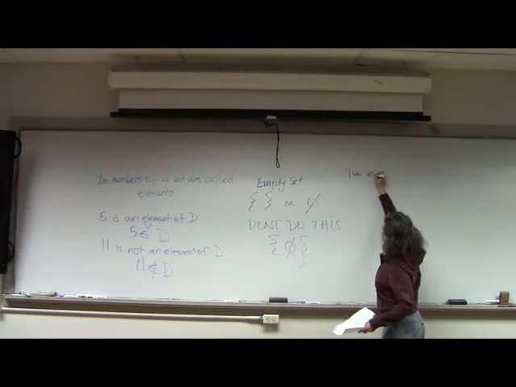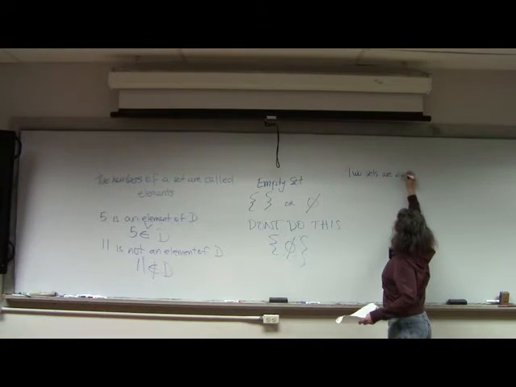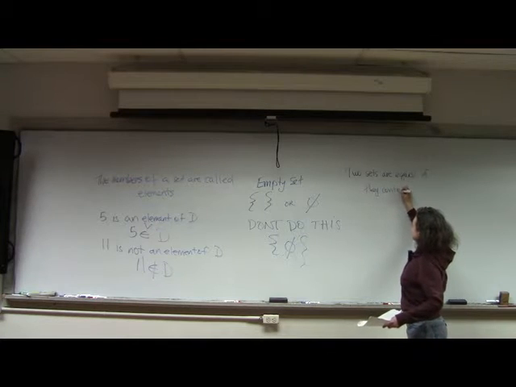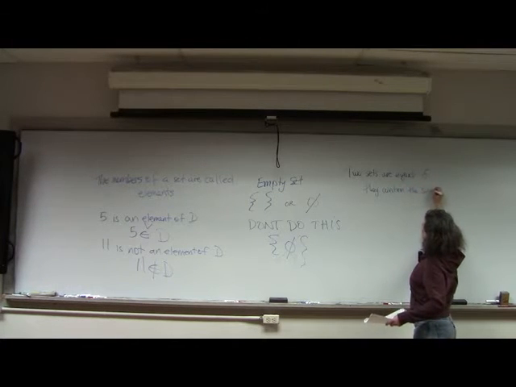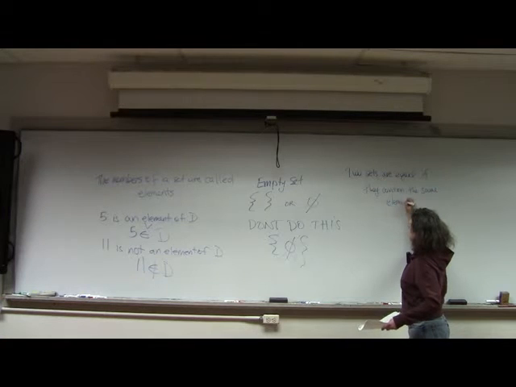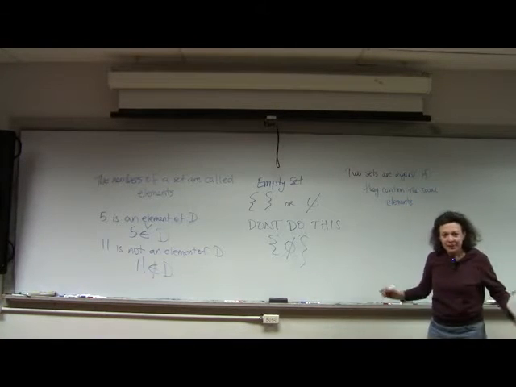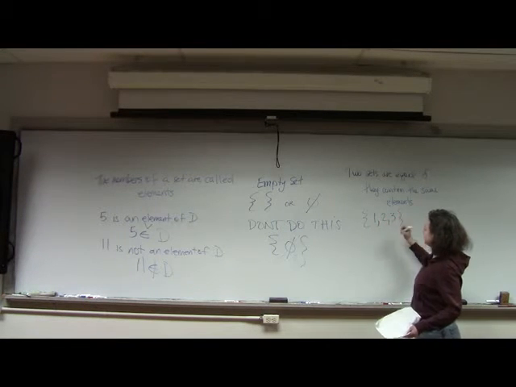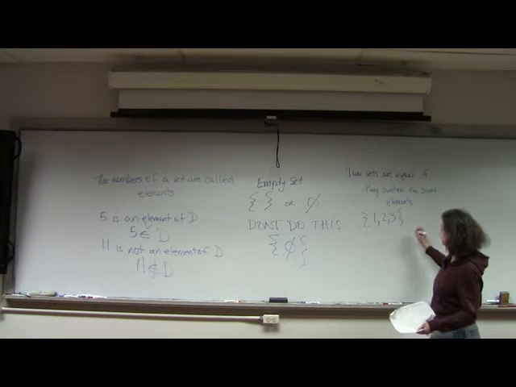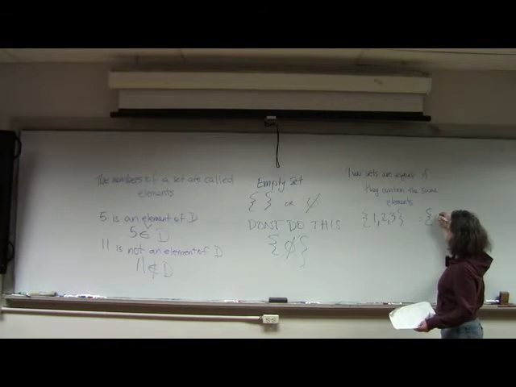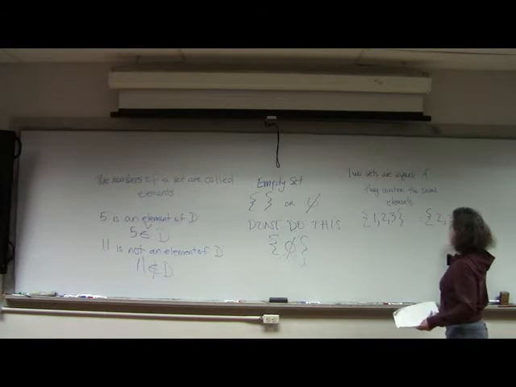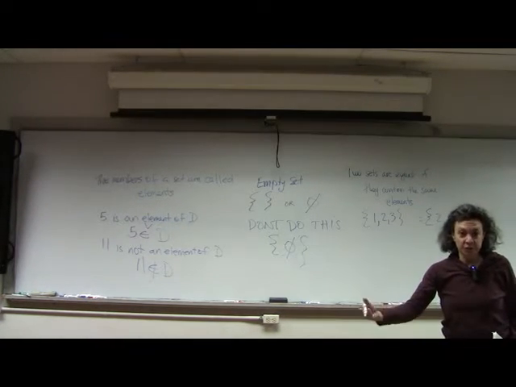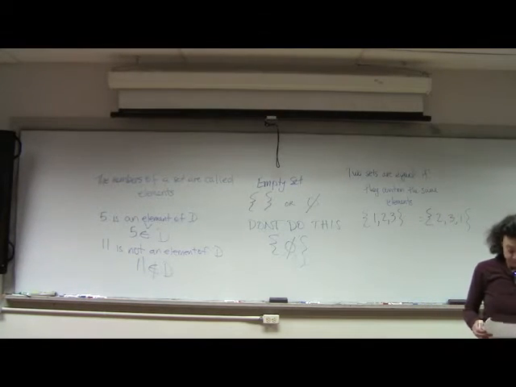Now, something that might seem fairly clear to you is that two sets are considered to be equal if they contain the same elements. I think that's probably a pretty obvious statement, but what I would like to say is, for example, this set, 1, 2, 3, I claim it's equal to the set 2, 3, 1. And the only point that I'm trying to make is that the order in which you list the elements doesn't matter. Okay?